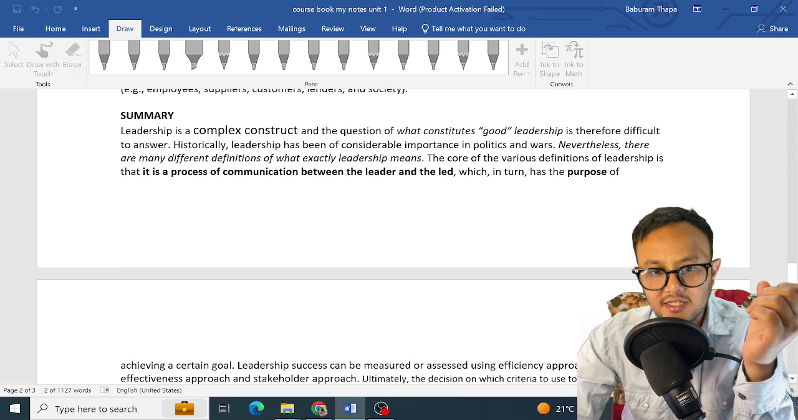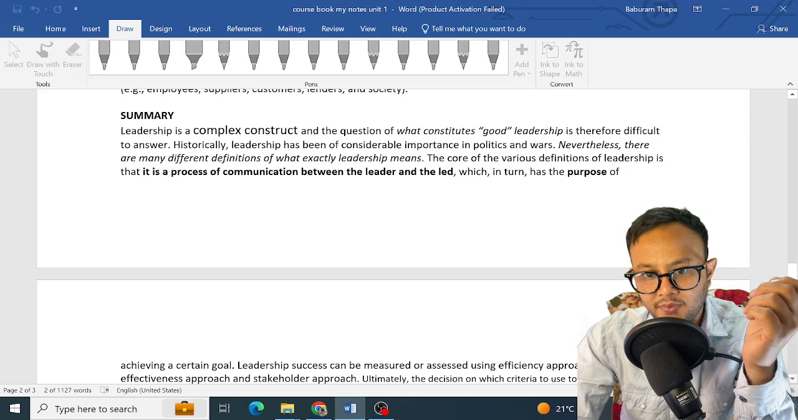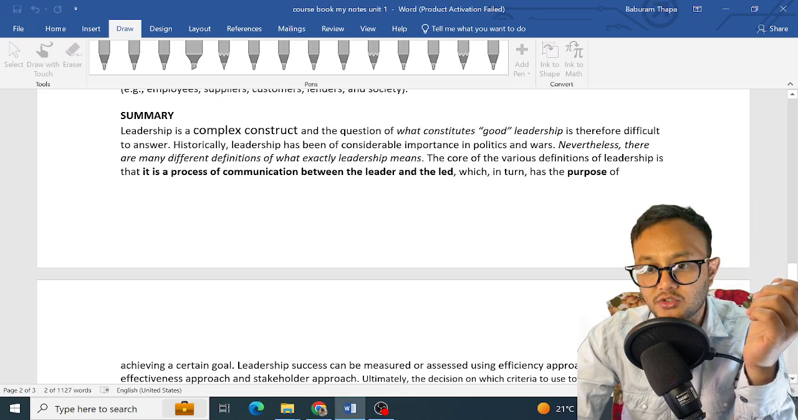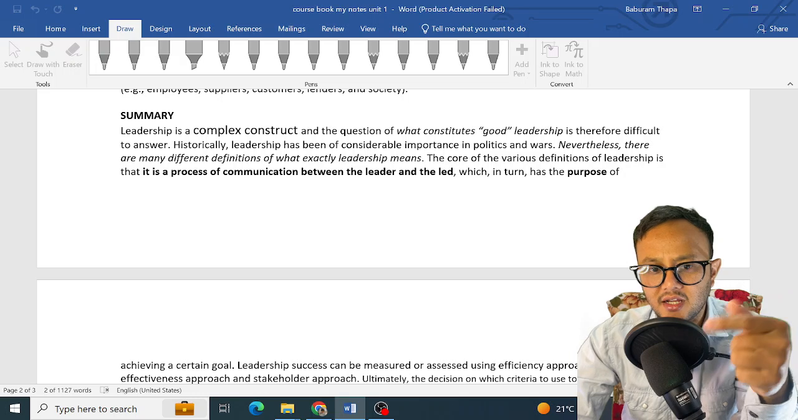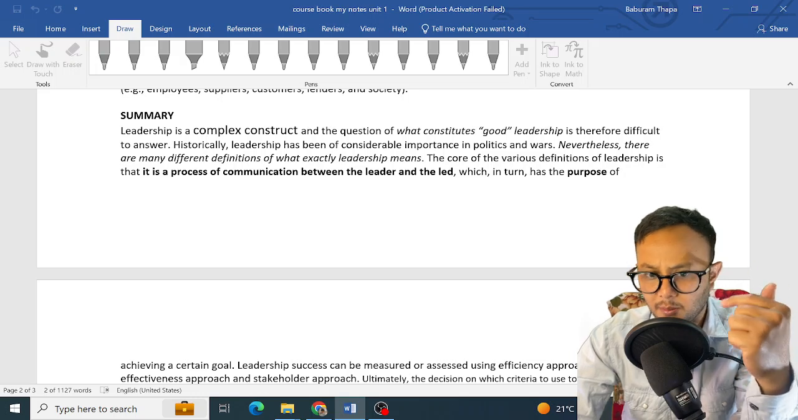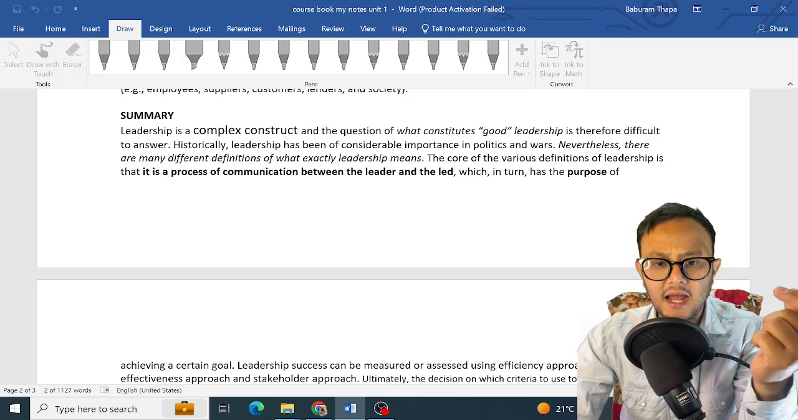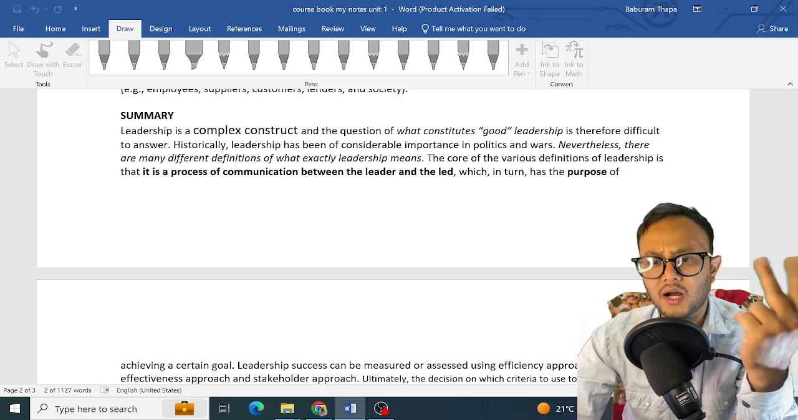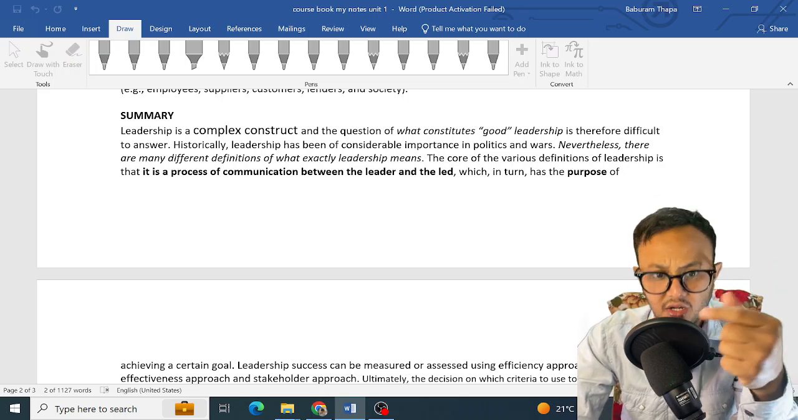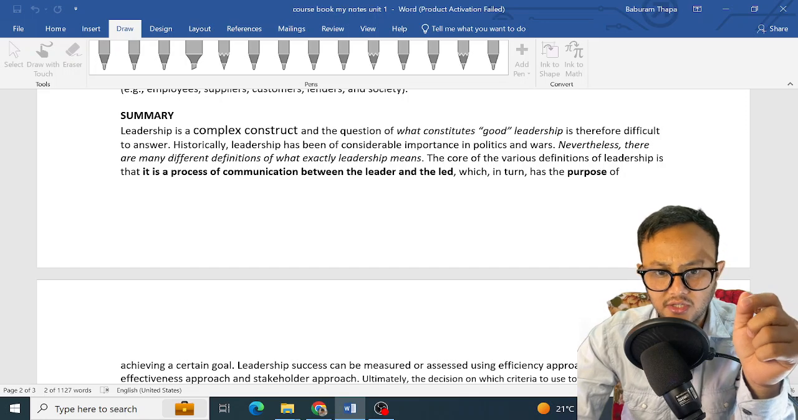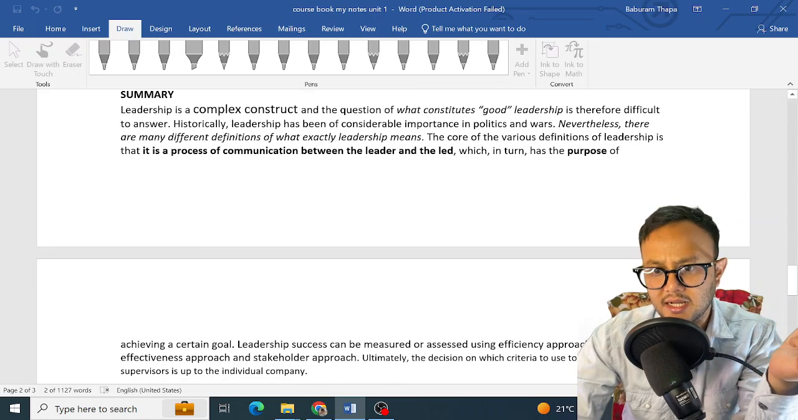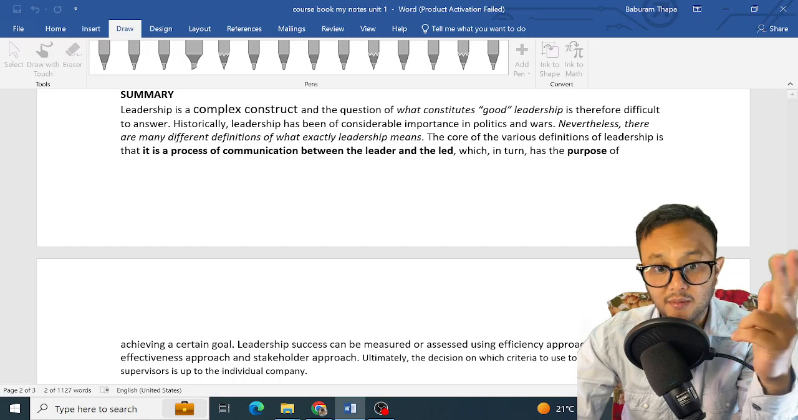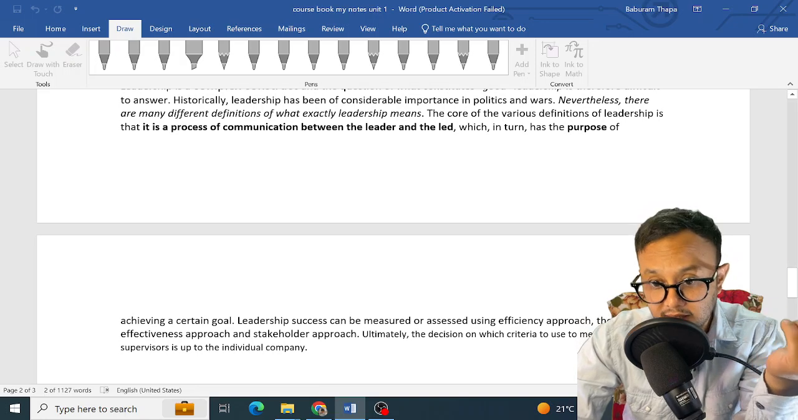Let's summarize. Leadership is a complex construct, and therefore the question of what constitutes good leadership is difficult to answer. Historically, leadership has been of considerable importance in politics and wars. Nevertheless, there are many different definitions of what exactly leadership means.